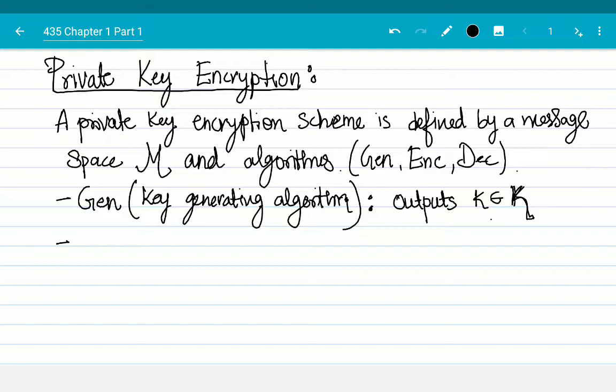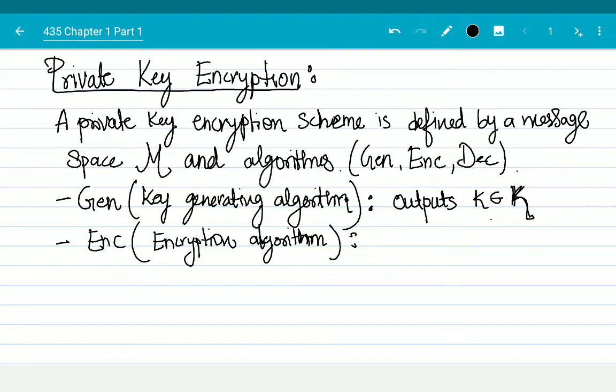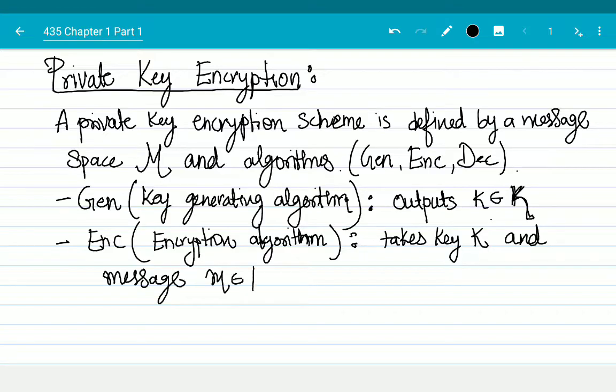My encryption Enc is my encryption algorithm. And what does that do? Well, it takes the key K and the message M, which is in my message space, right?